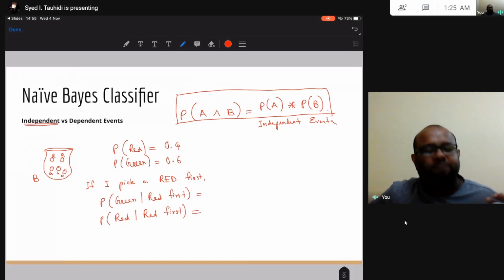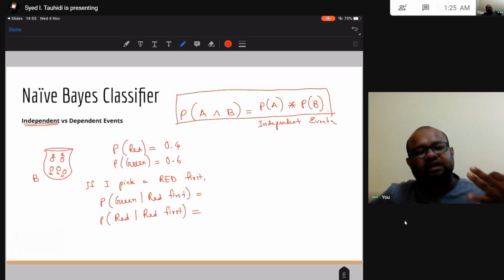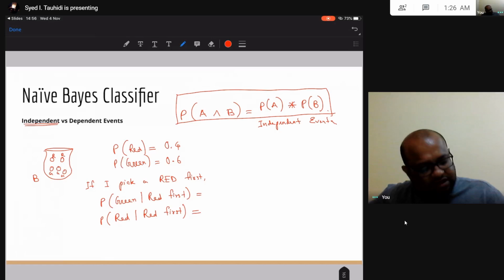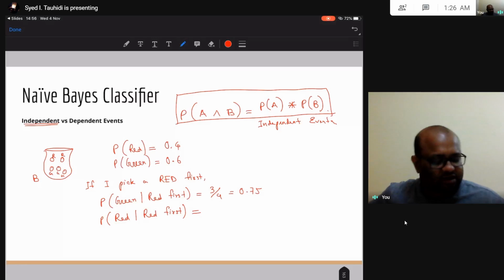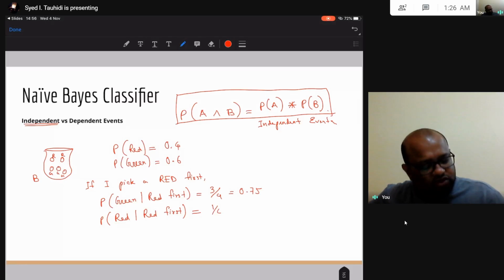Now what is the probability of picking a red? There were 5 marbles in total, 2 of them were red. I picked a red. How many are remaining? There are 4 marbles remaining, and one of them is red. There were 2 reds, I picked one, so one red remains. There were 3 green, they are as they were. Now I have 4 marbles in my bag, 3 of them green, 1 of them red. So what is the probability of green? 4 marbles, 3 green, so 3 by 4 is the probability of green. This is 0.75. What is the probability of red? There are 4 marbles remaining, 1 of them is red. So 1 by 4, which is equal to 0.25.